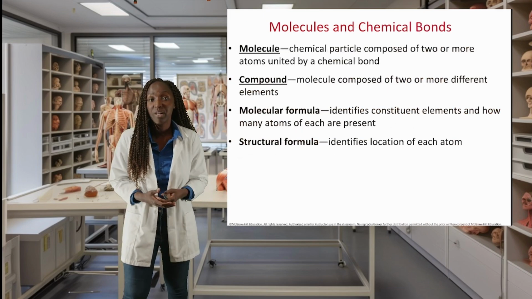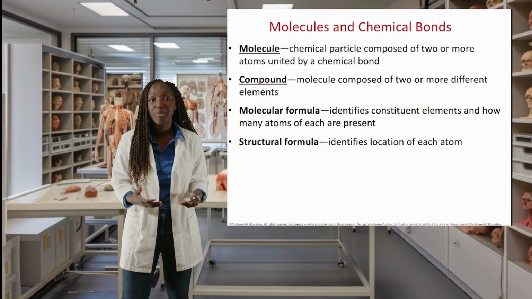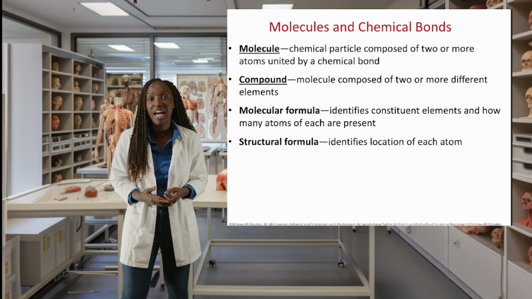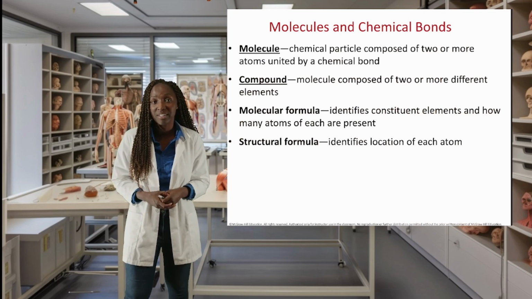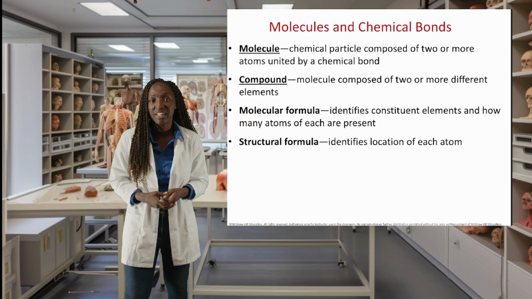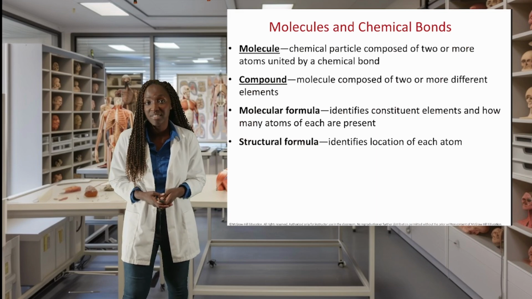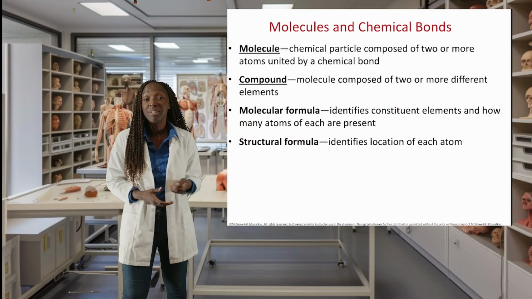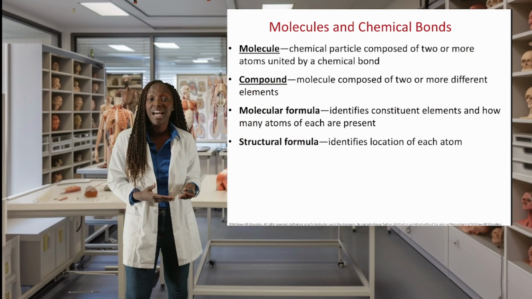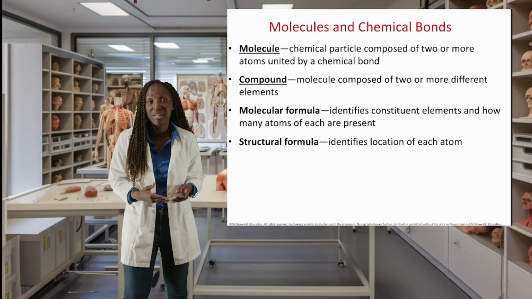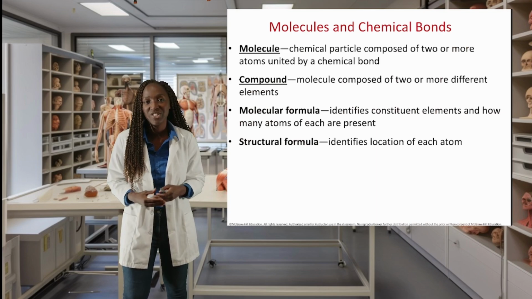Lastly, we have some terminology. Molecules are chemical particles composed of 2 or more atoms united by a chemical bond. A compound, on the other hand, is a molecular compound of 2 or more different elements. We have molecular formula. This is going to identify the constituent elements and how many atoms of each are present. And then our structural formula tells us the location of each atom.